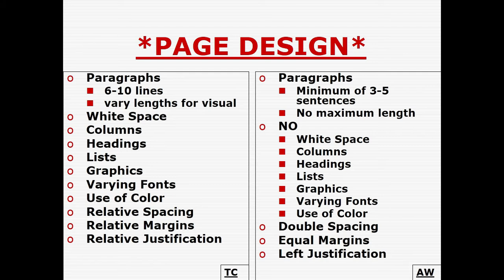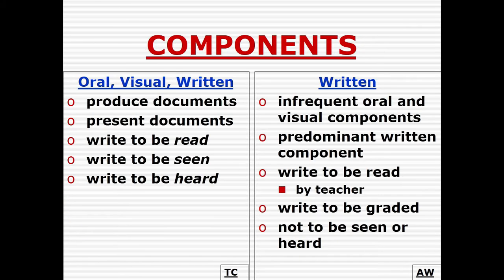And at the same time, we're always using double spacing, equal margins, and left justification. For the components, we can see that technical writing is more on oral, visual, and written. It's because they're going to produce documents, they're just going to present documents, and they're just going to write to be read, write to be seen, and write to be heard. That's why the components for technical writing are more on oral, visual, and written.